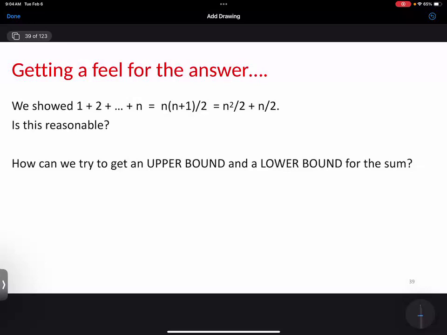So let's say we believe that the sum of the first n integers is n times n plus 1 over 2, that's n squared over 2 plus n over 2. So when n is really large, what does that sum look like? Approximately, what does the sum look like when n is large? n squared over 2. When n is very, very large, the n over 2 doesn't really matter.